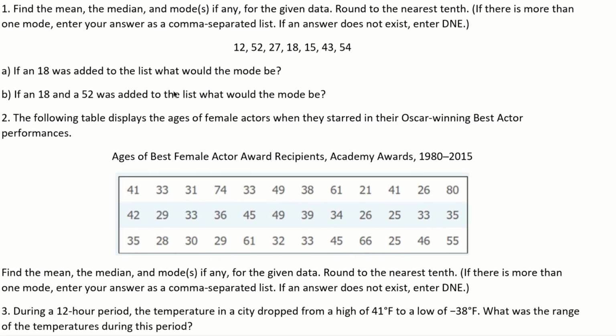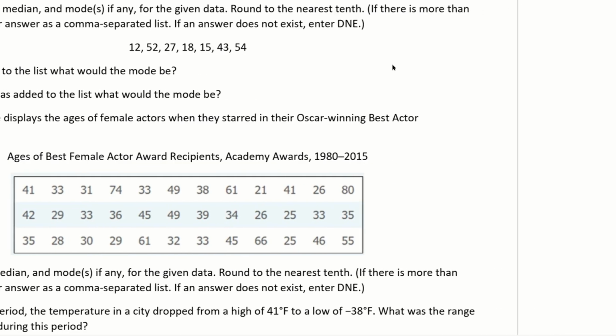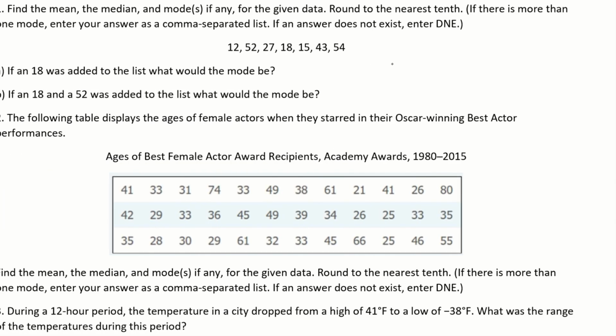Number 1 says find the mean, median, and mode, if any, for the given data, round to the nearest tenth if necessary. If there's more than one mode, enter your answer as a comma-separated list. Okay, so first we need to find the mean, median, and mode. So let's go ahead and do that.